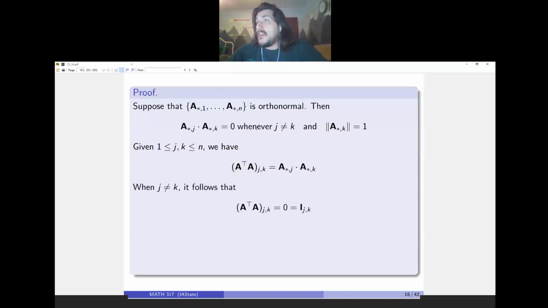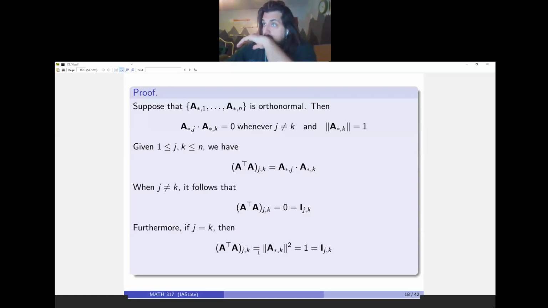All right, so our hypothesis guarantees that the jkth entry of this matrix multiplication is equal to 0 whenever j and k are different. So it is the jkth entry of the identity matrix. And if j and k are equal, the jkth entry is the dot product of the vector with itself, which is equal to its length squared. Its length is 1, so squaring it gives you 1. Since j and k are equal, that is the jkth entry of the identity matrix. So A transpose A is equal to the identity. And there you go. That is enough to tell me that A is invertible, and its inverse is A transpose.